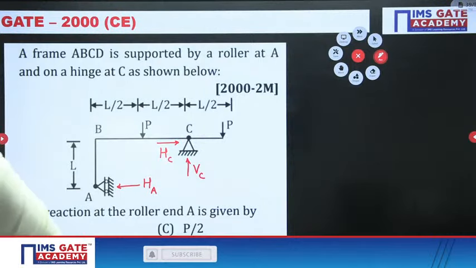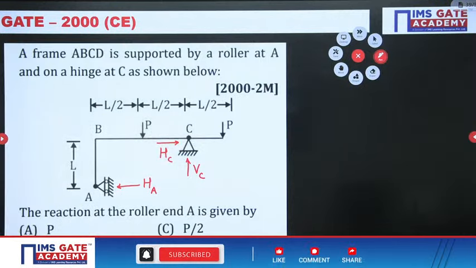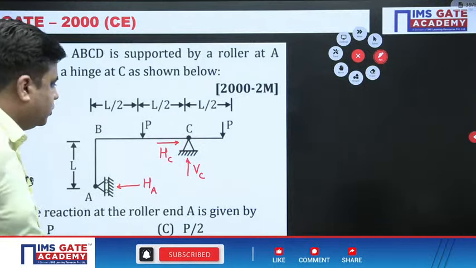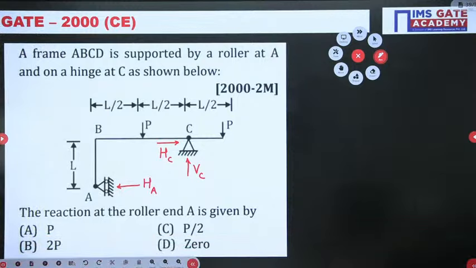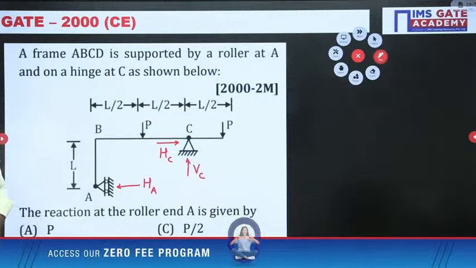Where? Option D, HA is equal to 0. Okay. But Avinash sir, how to calculate this HA? How did you come to this conclusion that HA is 0?